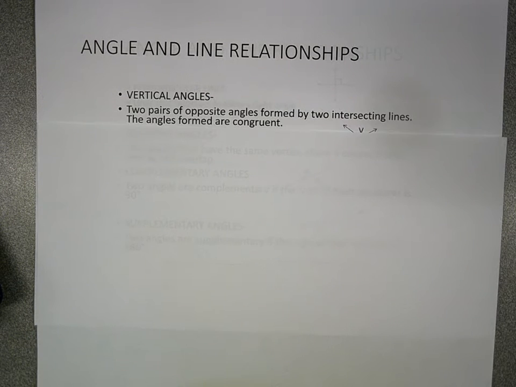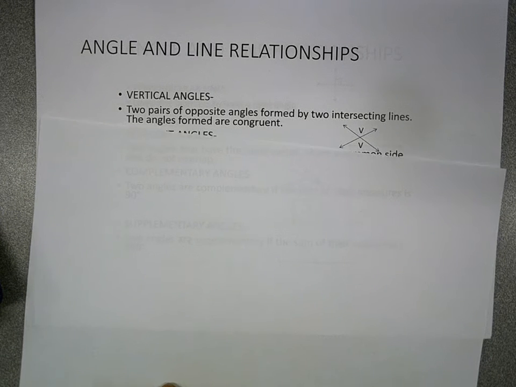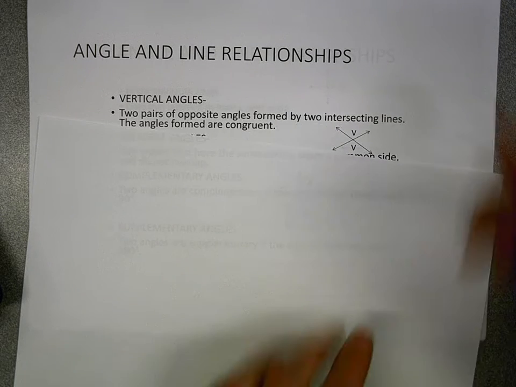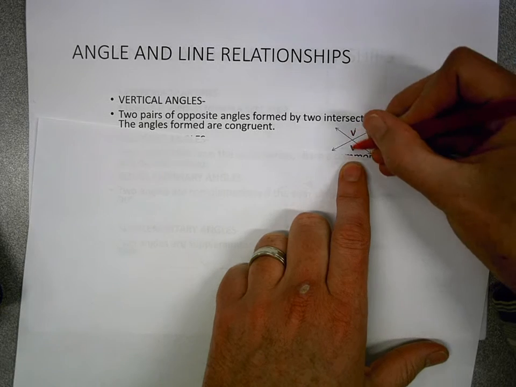So here we go. Our very first word is vertical angles. Everyone? Vertical angles. Not a word, but a phrase, right? Your book says this is when you have two pairs of opposite angles formed by two intersecting lines. It says the angles formed are congruent. That's extremely important. So for example, you have these two intersecting lines here. This is vertical angles with this.